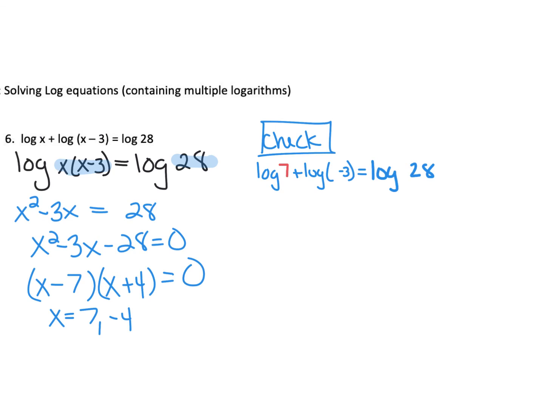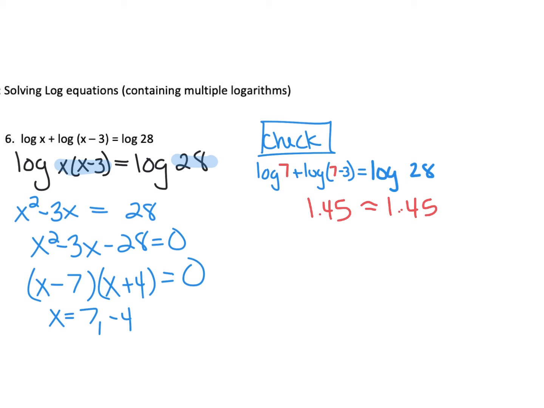And so here I go. I'm plugging in 7 into the original equation. Log of 28 is 1.45 approximately. And then I'm going to do log of 7 plus log of 4. And sure enough, yep, that's 1.45.